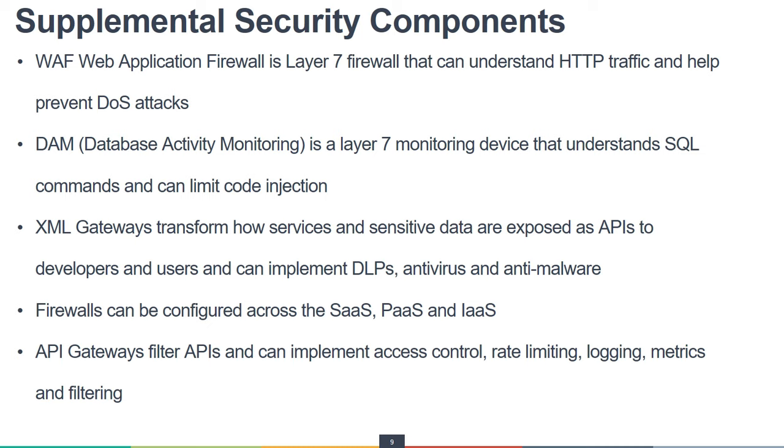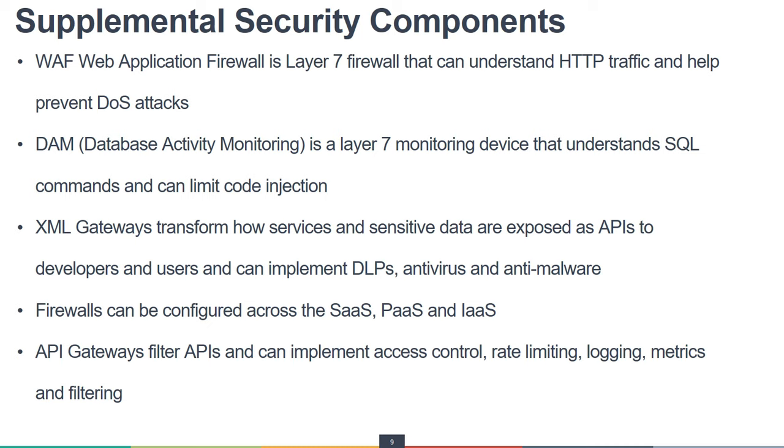XML gateway, which can transform or enable the exposure of sensitive data as an API. This gateway can be either hardware or software. It can implement controls such as data loss prevention. Firewall can be configured across the different service models. It can be distributed or configured on SaaS, PaaS, IaaS. It can be owned and operated by the provider or outsourced to a third party. A firewall in the cloud needs to be installed as software which is host based.